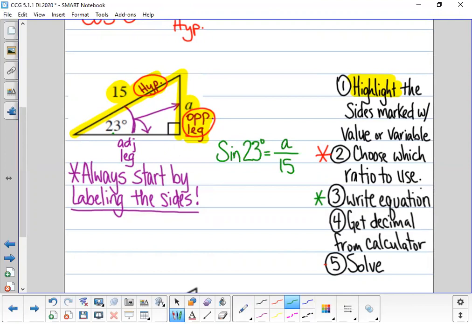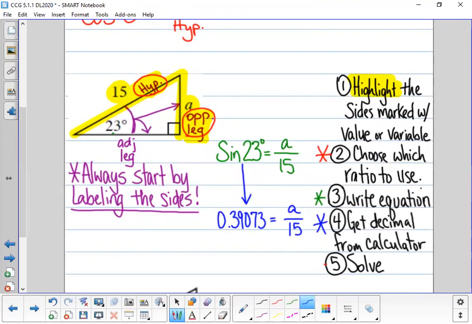Now, my next step is to get the decimal from my calculator. So now I'm going to get my calculator out, or I'm going to go to desmos.com/scientific, and I am going to put sine of 23 into my calculator, and it is going to give me the decimal version of that ratio. And I'm going to write it down here, but I'm also going to keep it in my calculator so that I can just use it without having it rounded. Because as soon as you round something, you lose a little bit of accuracy. Notice nothing on the right side of my equation changed at all. The only thing that changed was I went to my calculator and I got the decimal version of sine of 23.